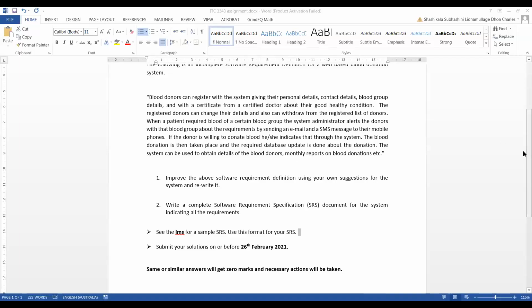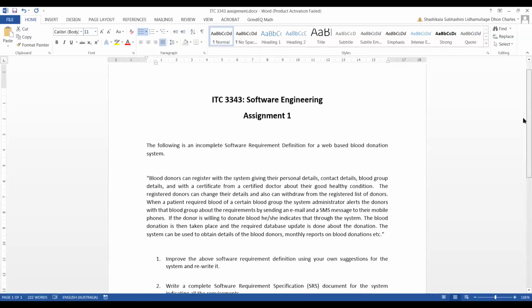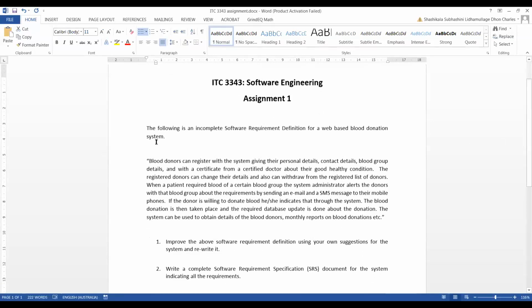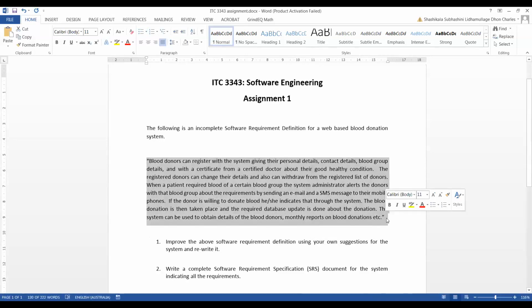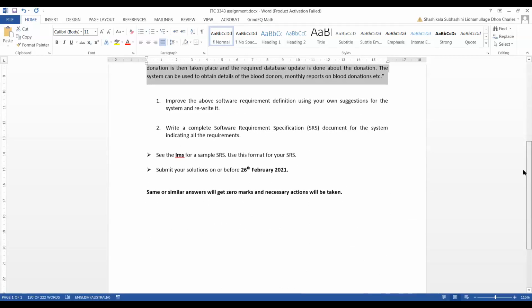Okay, this is the assignment you are going to do. Last week I told you that you need to find a case study and do the assignment. I changed that, and I have given you some requirements. You need to enhance these requirements and create the SRS. Here is the incomplete software requirement definition. There are some questions, and you need to answer them.